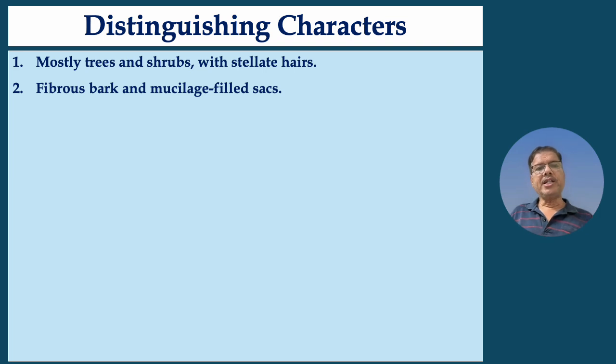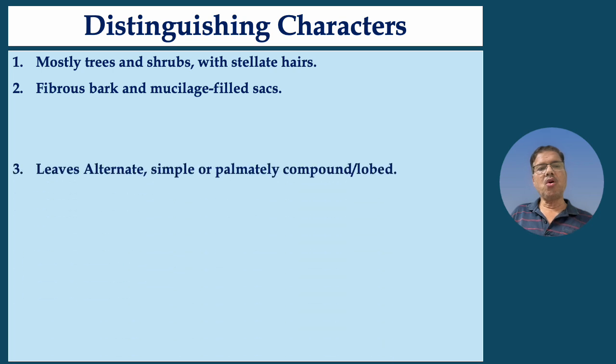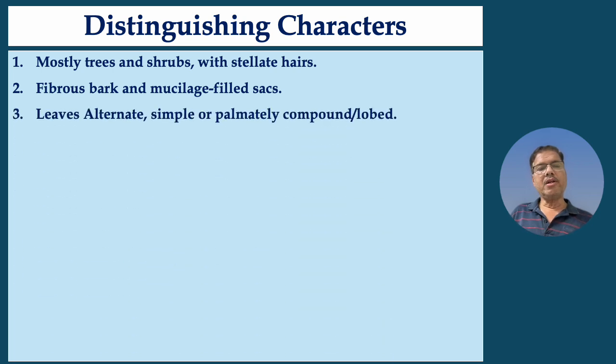Now, the distinguishing characters of the family Sterculiaceae. The plants are mostly trees and shrubs, often covered in stellate hairs. The fibrous wood and mucilage-filled sacs are common. The leaves are alternate and simple or palmately compound or lobed. Stipules are usually present, often falling off early, that is caducous.